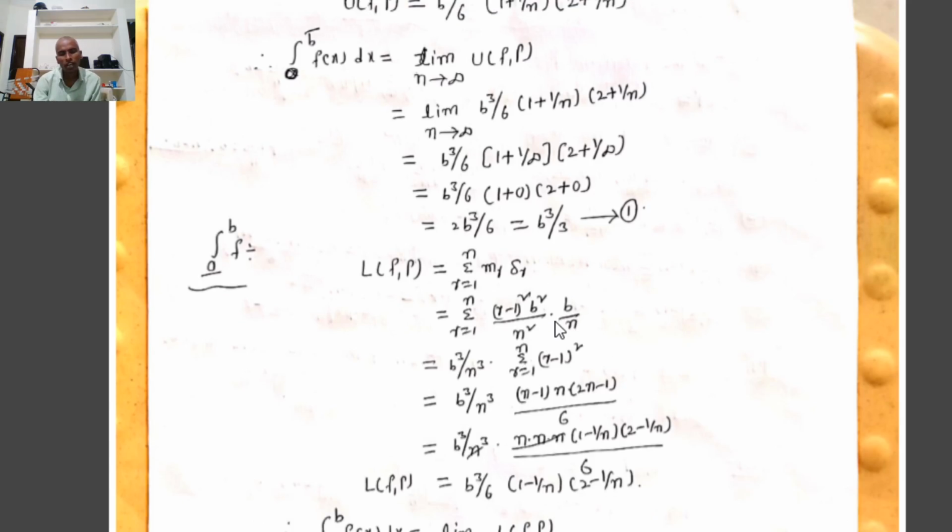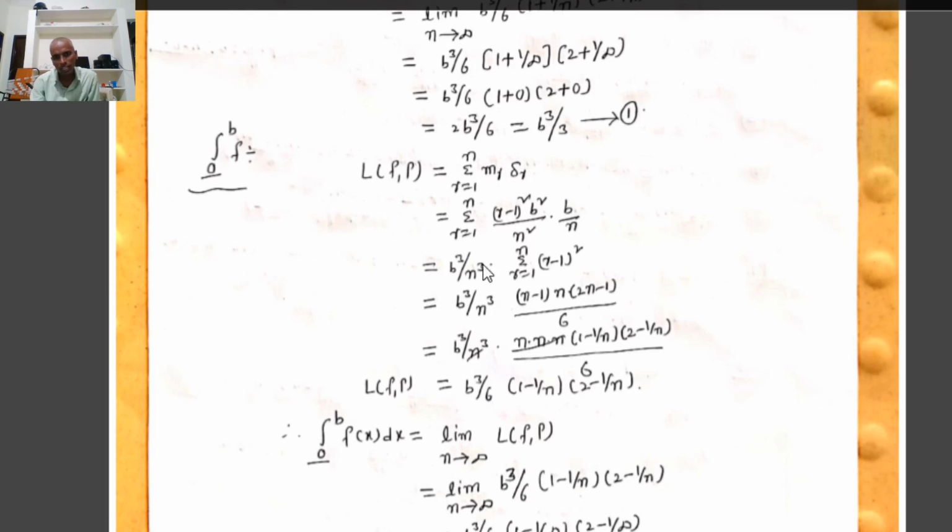Therefore, the summation r equal to 1 to n of (r minus 1) whole squared b squared by n squared into b by n, b squared into b is b cubed, n squared into n is n cubed, so b cubed by n cubed is common. Therefore, that equals b cubed by n cubed into the summation r equal to 1 to n of (r minus 1) whole squared, where (r minus 1) whole squared sums to 1 squared plus 2 squared plus 3 squared plus, and so on, up to (n minus 1) whole squared.